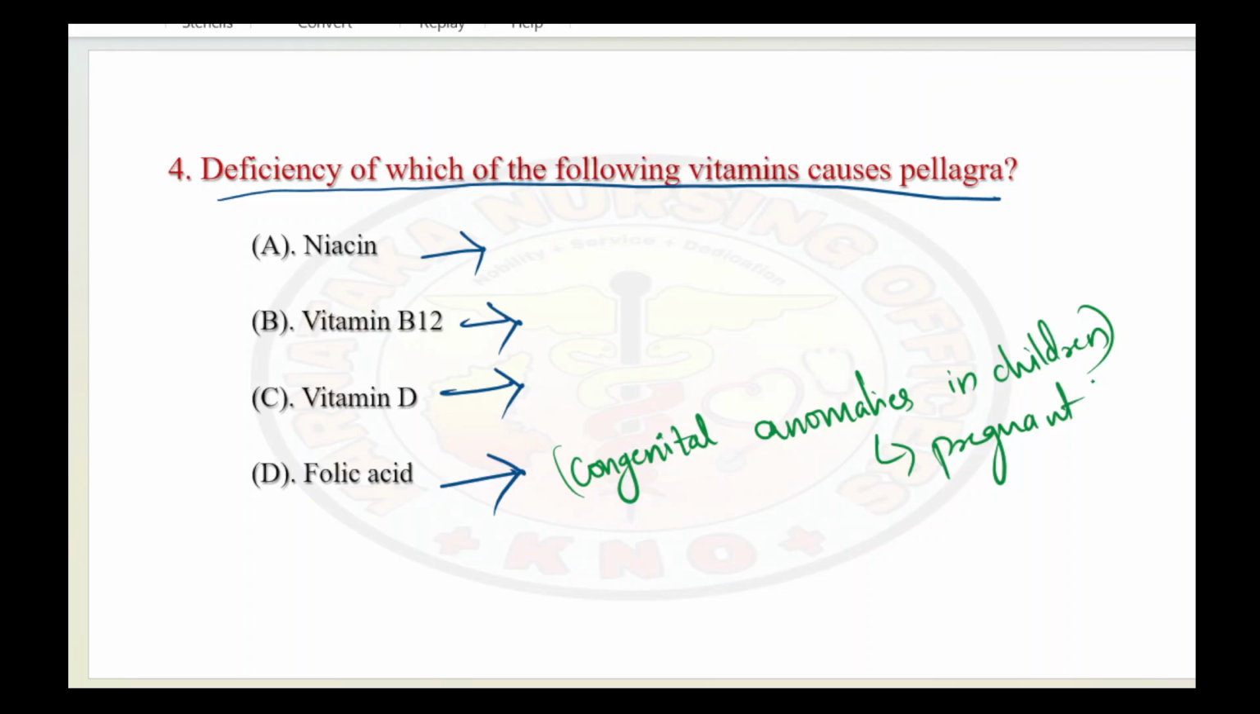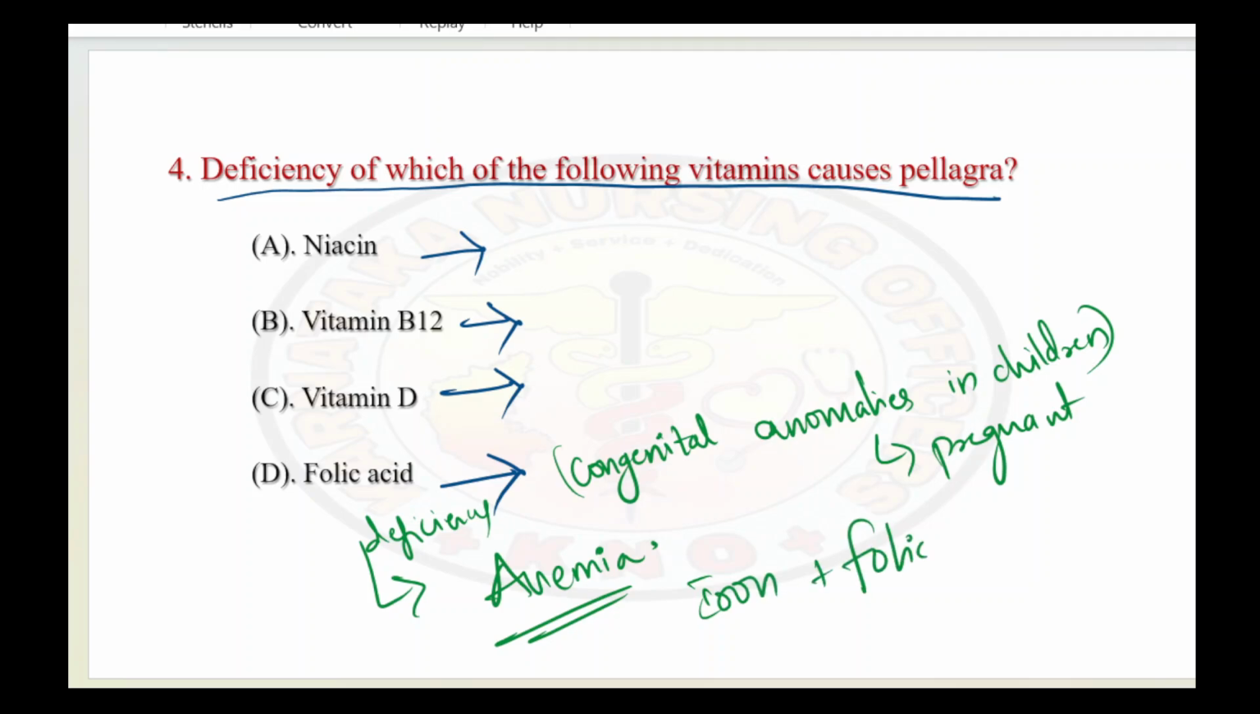So generally, if there is deficiency of folic acid, we are going to see a child or an adult having anemia. So that's why iron plus folic acid is recommended. Okay. So in deficiency of folic acid, we are going to see a child or a patient with anemia. So the next option, vitamin D.